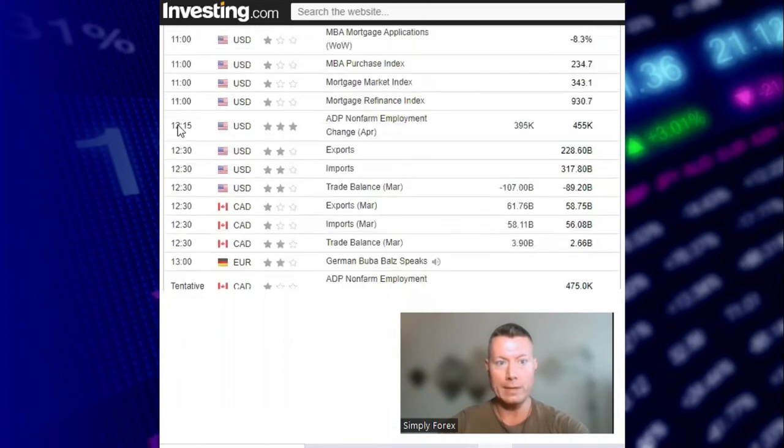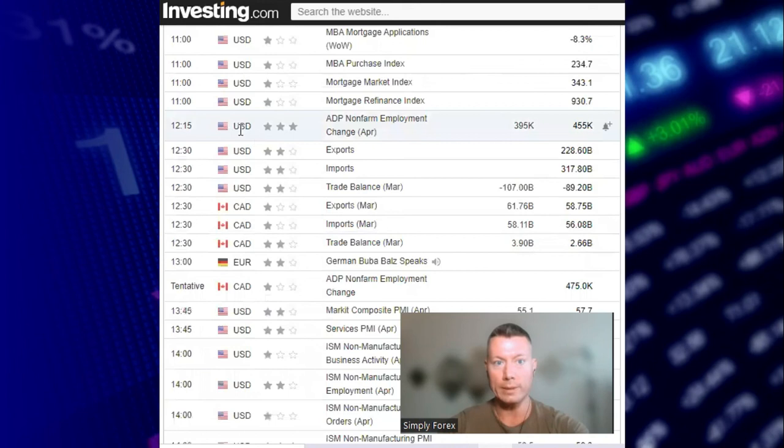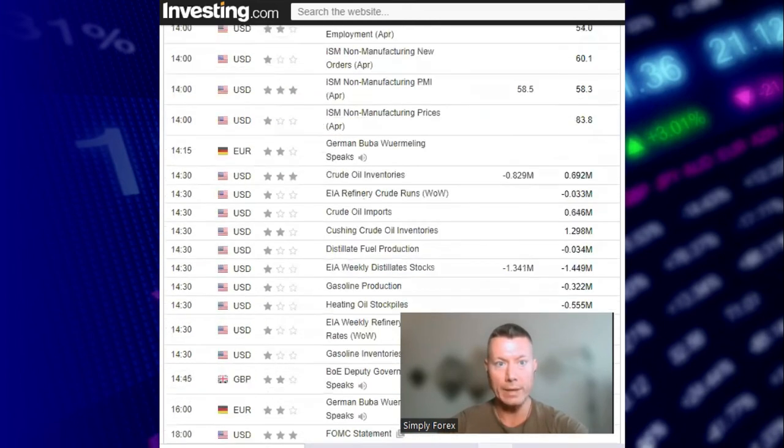At 12:15 GMT, coming out of the US dollar, we've got non-farm employment change. Big employment news, so this could really move any US dollar pair. If we carry on down, at 2 o'clock GMT we've got ISM non-manufacturing PMI. This again could move any US dollar pair. At 2:30 GMT, we've got crude oil inventories. Not only could this move the US dollar, but it could also move the Canadian dollar, because as we've discussed many times before, the Canadian dollar is correlated with oil.